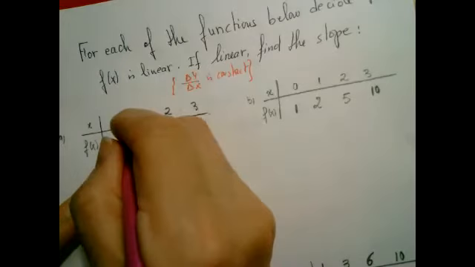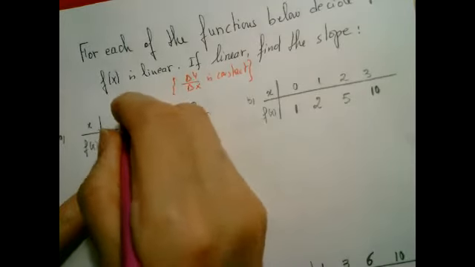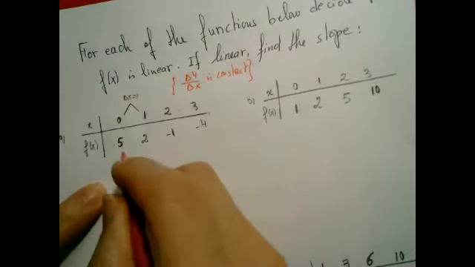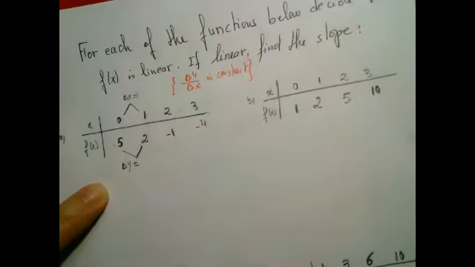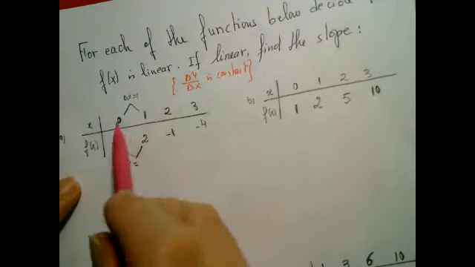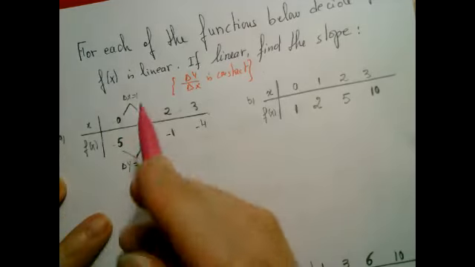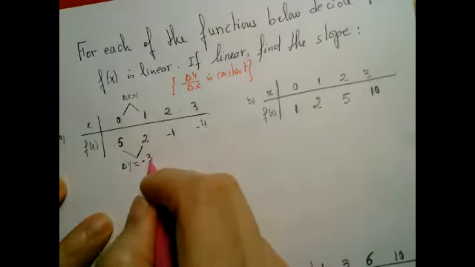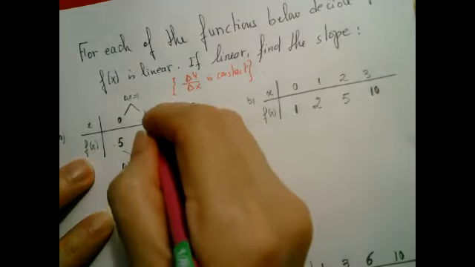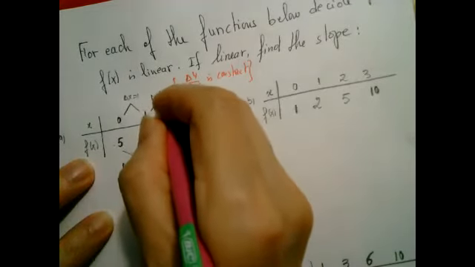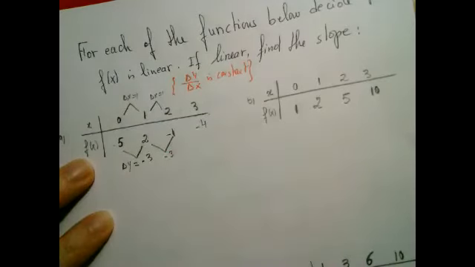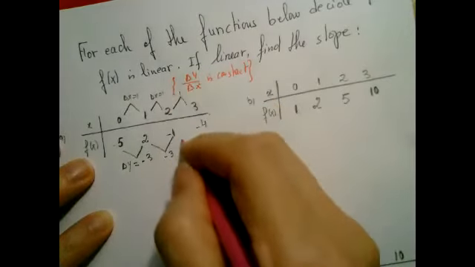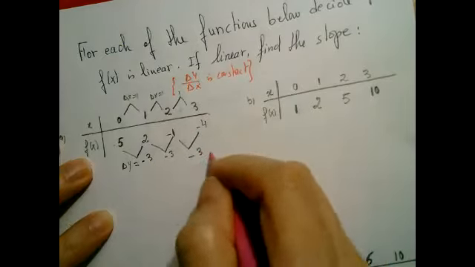All right, as x goes from 0 to 1, so delta x is 1. What is the change in y? How much did y change? So as x changed from 0 to 1, the output changed by -3. It's decreasing. Changed by 1 again, this is again -3. Changed by 1, this is again -3.